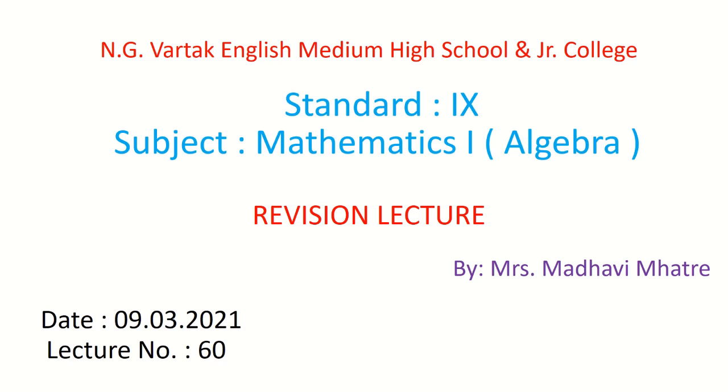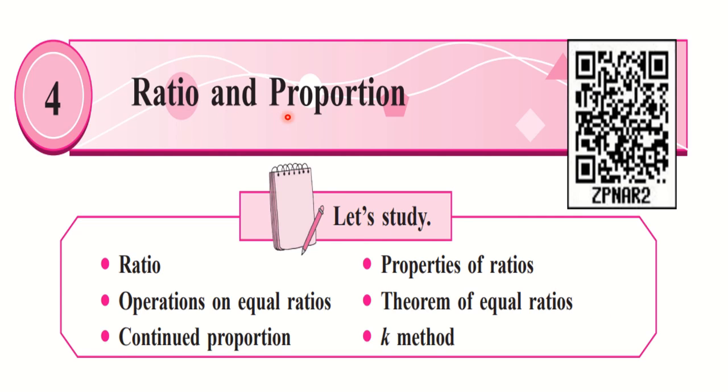You know that there are only two chapters for this second semester examination: chapter number 4, Ratio and Proportion, and chapter number 5, Linear Equations in Two Variables, because chapters number 6 and 7 are omitted. Already we have completed revision of chapters number 4 and 5, but once again I am starting with revision of chapter number 4. The name of the chapter is Ratio and Proportion.